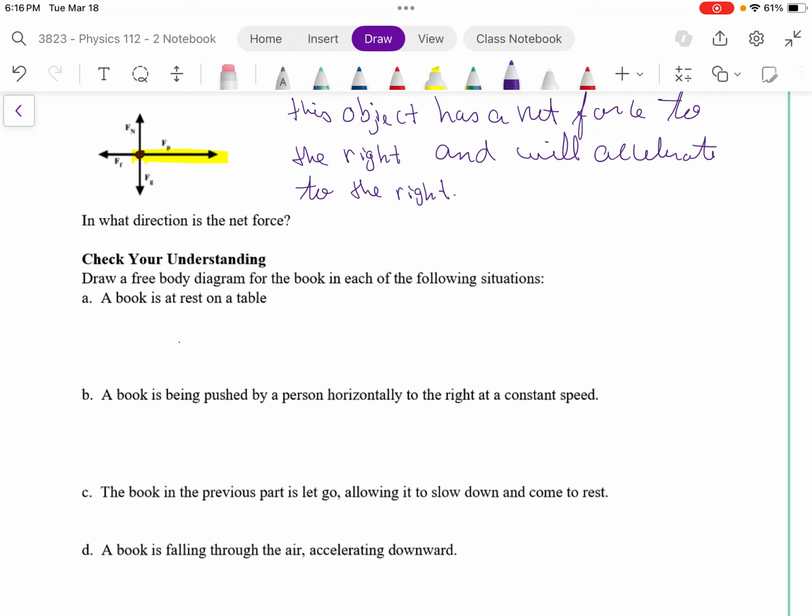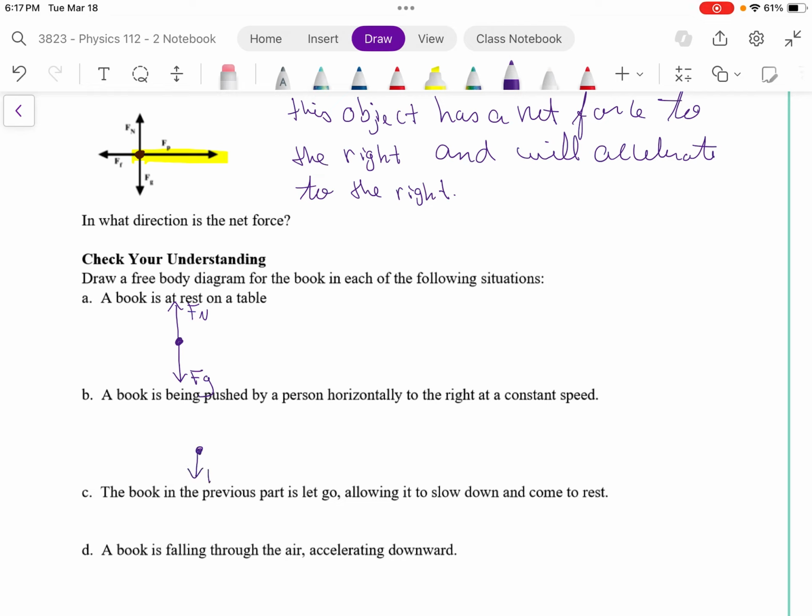So a book at rest on a table. We said that we had the gravitational force pulling us down, and we have the normal force pulling us up. Both the length of the gravitational and normal force should be relatively equal because they are balanced. The object is not floating into the air or accelerating or sinking through the table. A book being pushed by a person horizontally to the right.